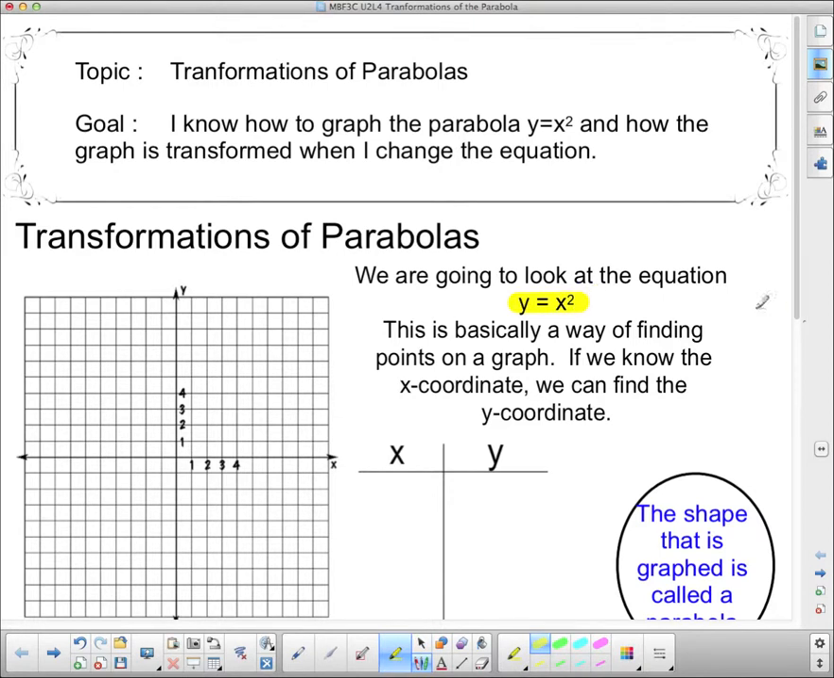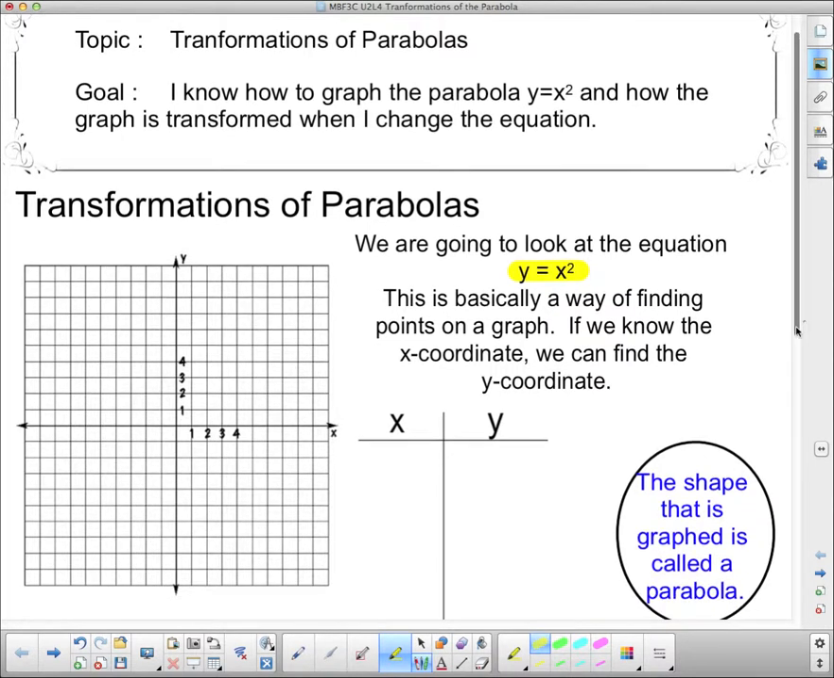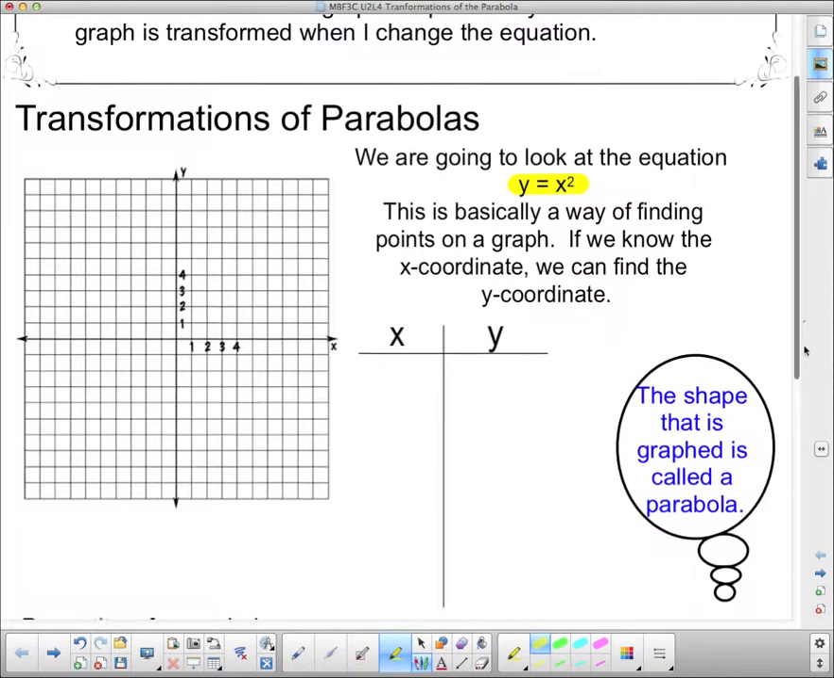And this is basically a way of finding points on this grid. If we know an x coordinate, then we can find a y coordinate. But I hear you saying, I don't know any x coordinates. Well, the nice thing about this is you can pick any x coordinate you want. If you pick the x coordinate of 1 million, all you have to do is sub 1 million in for x. And what this tells us is that we will take 1 million and square it, and that will give us the y value.